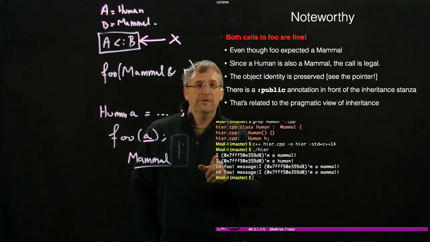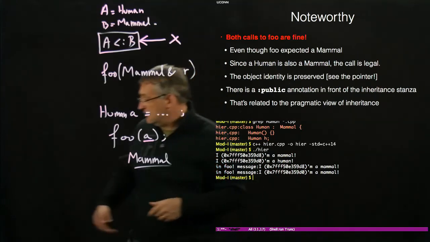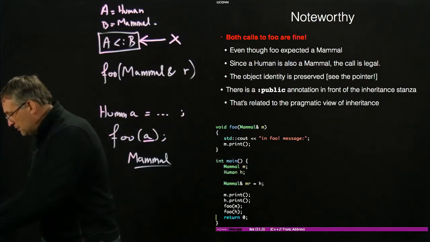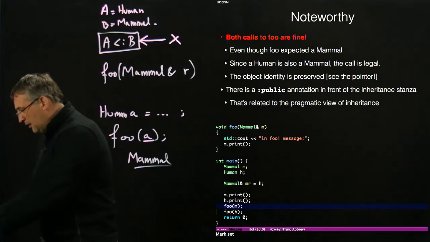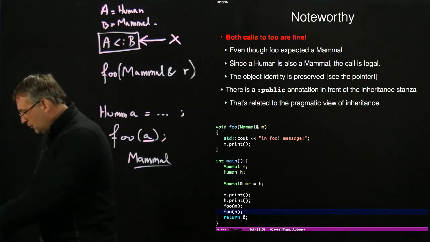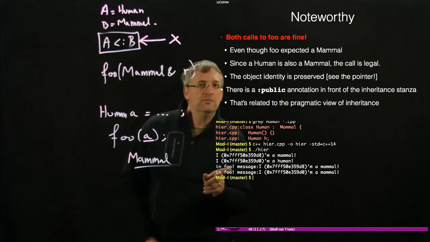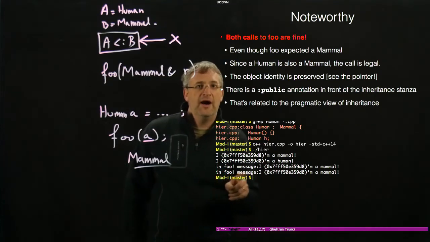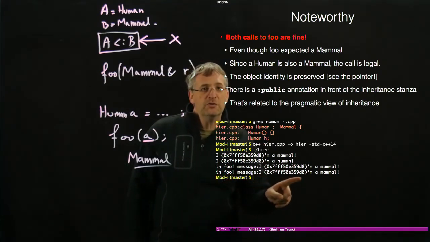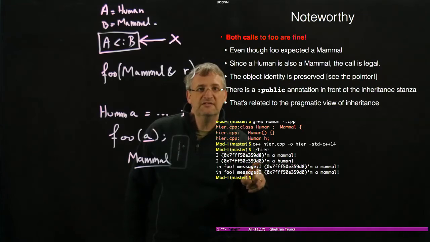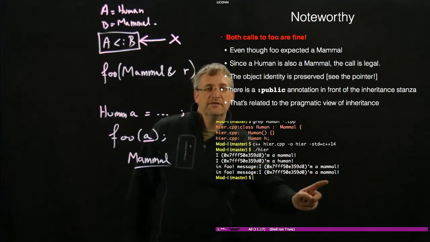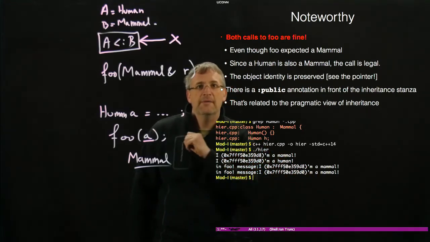So I got the printout of a mammal, which is fine, right? The first line being called in the program is calling foo on the mammal. The next one is calling foo on the human. So what do I get as an output? I get in foo, you get the pointer with the address D0. Yes, it's indeed D0, but there is a surprise. He said, I'm a mammal.